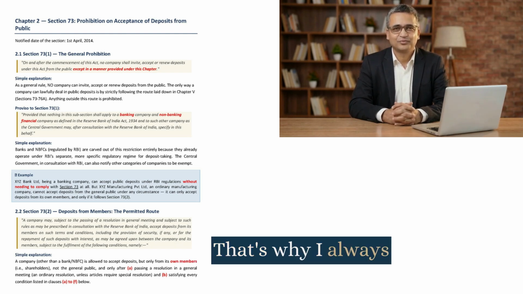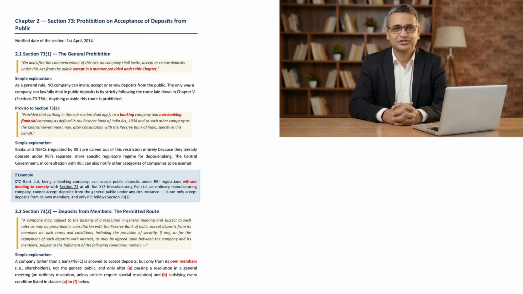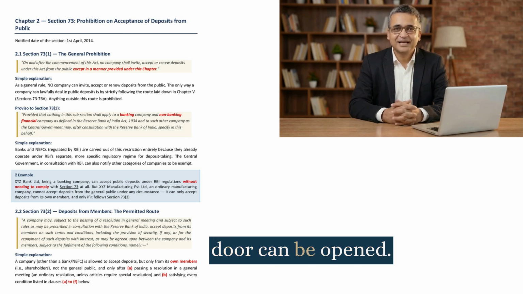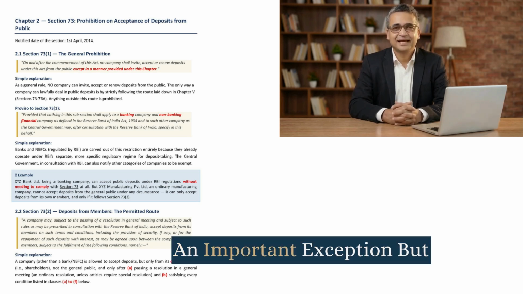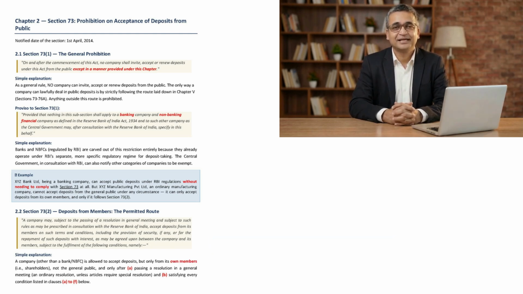That's why I always tell my students to remember this one line. Section 73(1) is the general prohibition. It closes the door first, and then Chapter 5 tells us when that door can be opened. An important exception. But wait, does this rule apply to every company?